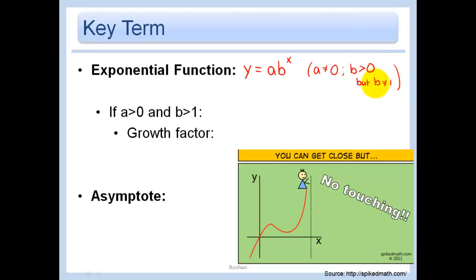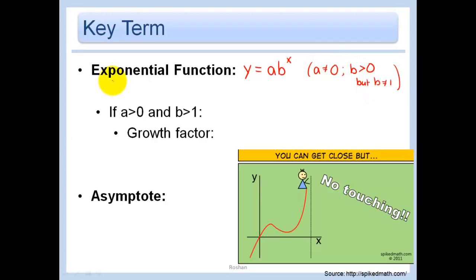And why do I have to say b does not equal 1? Well, if b were 1, then we would have 1 to the x power. 1 to any power is just 1. And so if b were 1, we would just have y equals a, which is not exponential. So that's why I have to exclude those two cases.